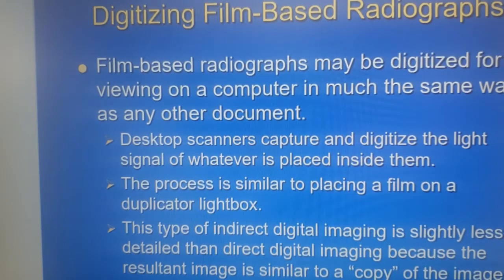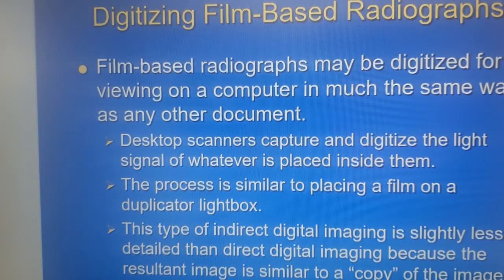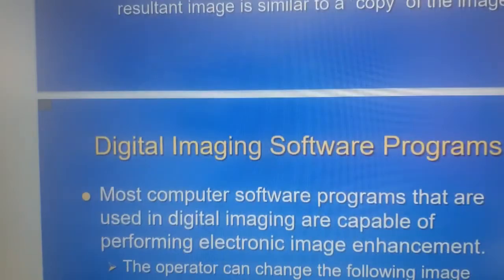So you'll find, ladies and gentlemen, as in a lot of practices in South Africa, situations where film-based radiographs are essentially digitized or viewed on computers in the same way as any other document. Thanks to technology, we have desktop scanners that capture and digitize the light signal of whatever is placed inside of them. This process is essentially similar to placing a film on a duplicator light box that we just mentioned earlier on. This type of indirect digital imaging is slightly less detailed as opposed to direct digital imaging, because the resultant image is similar to a copy of the image that we received upon exposure.